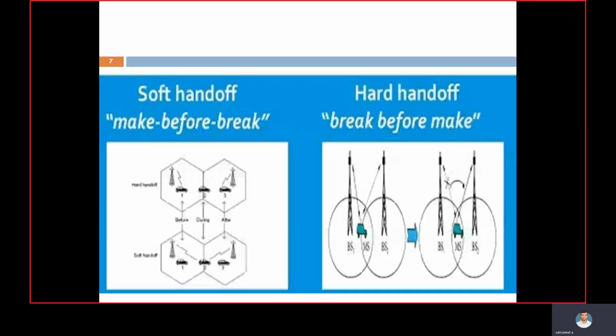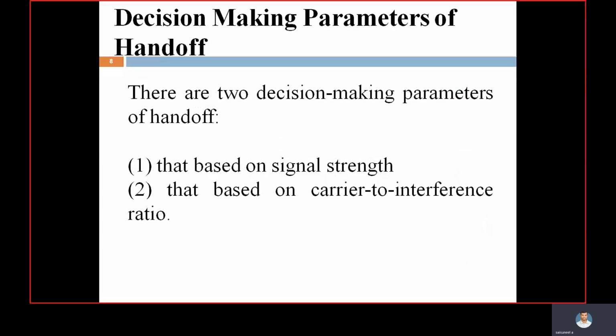The next topic is decision-making parameters of handoff. When we have to decide whether handoff should take place, two parameters are required to decide whether handoff is required or not. The first parameter is based upon signal strength. The second parameter is based on carrier to interference ratio. The first one is based upon the signal strength.